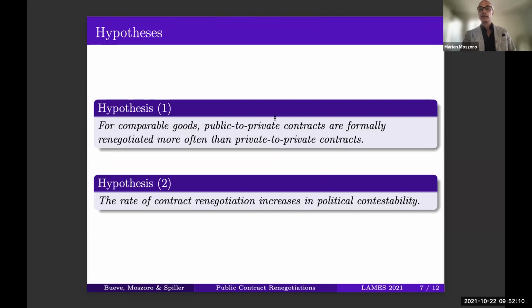The first one will be that for comparable goods, public to private contracts, and public to public contracts, so when we have a public agent, will be renegotiated more often than private to private contracts, those which are only in the private sphere. And also that the rate of renegotiation increases in political contestability, in this political competition.